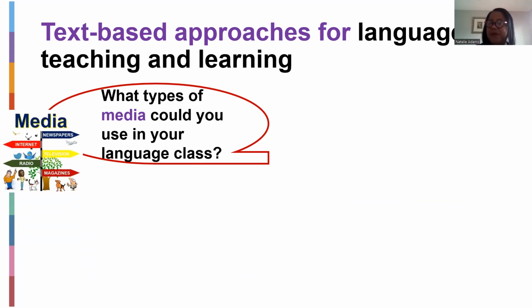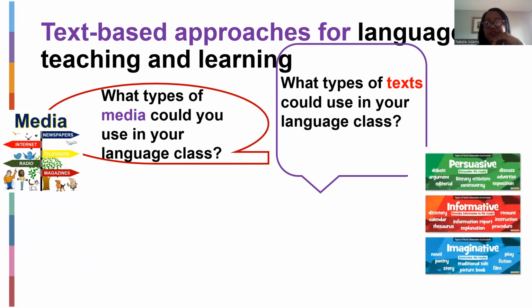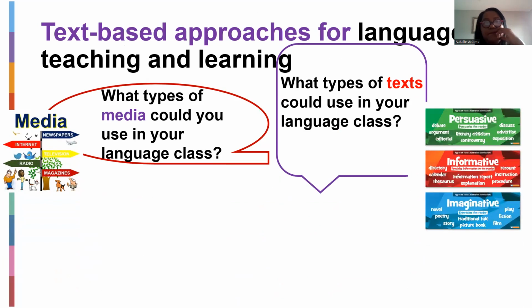You can use newspapers, the internet, television, radio, magazines, anything that has a text attached to it. Okay, so next one, what type of text could you use in your language classrooms? You can use, for example, media. So media will be your newspapers, the internet, radio, television, magazines.